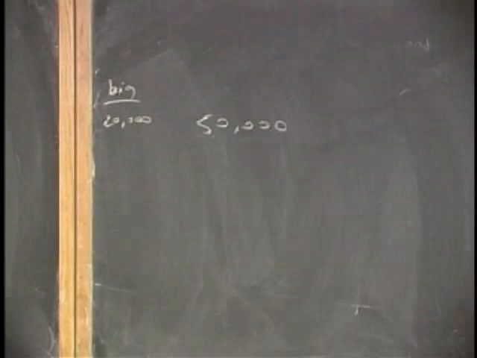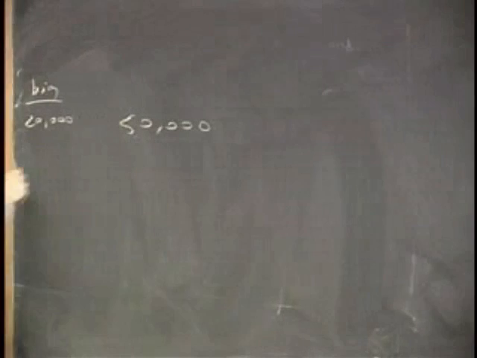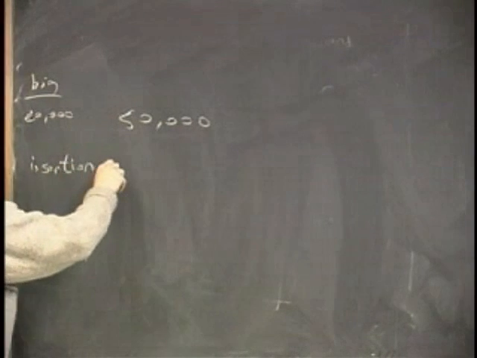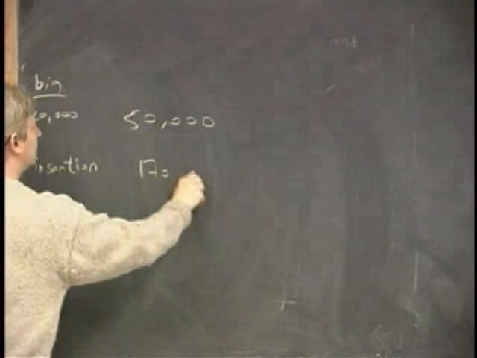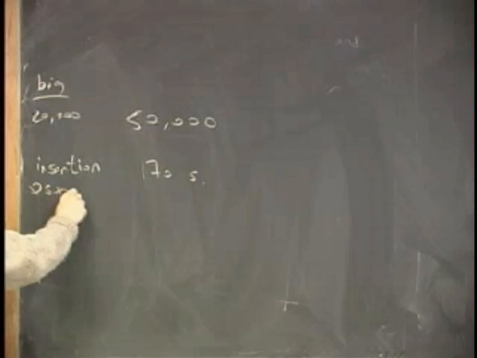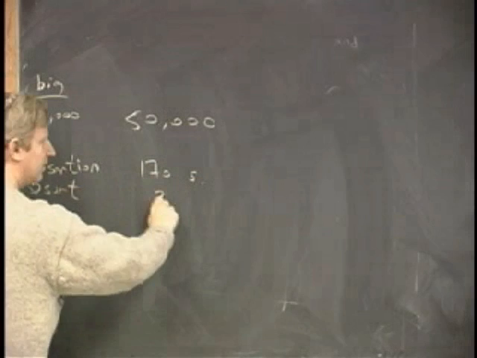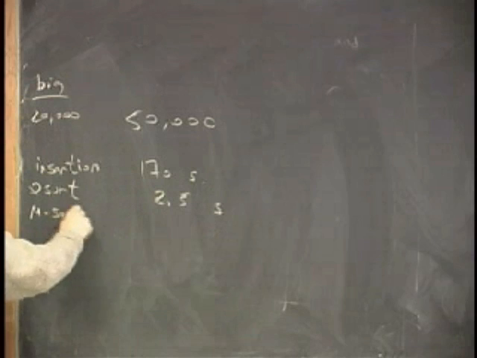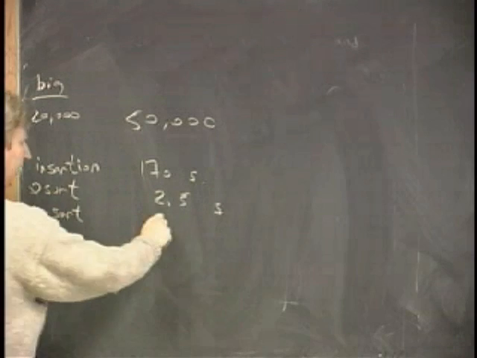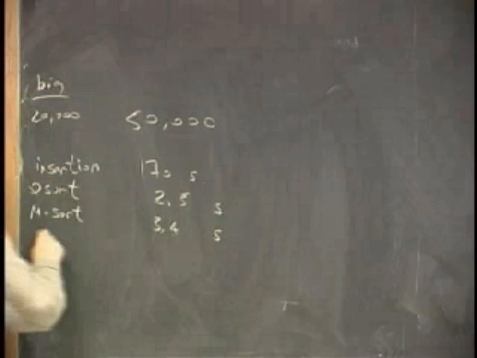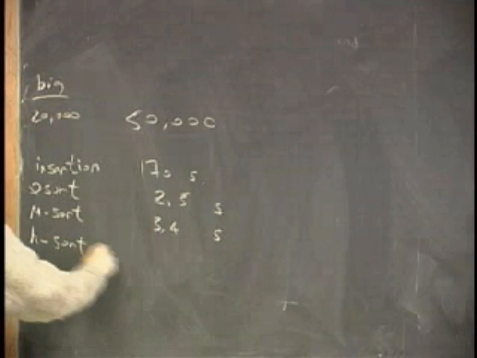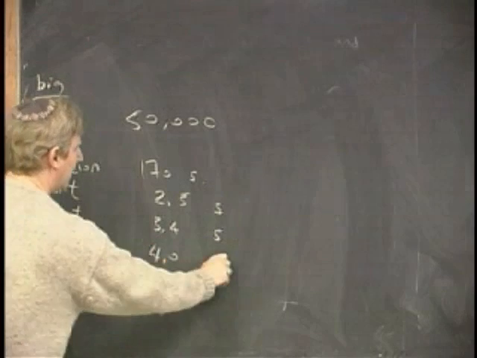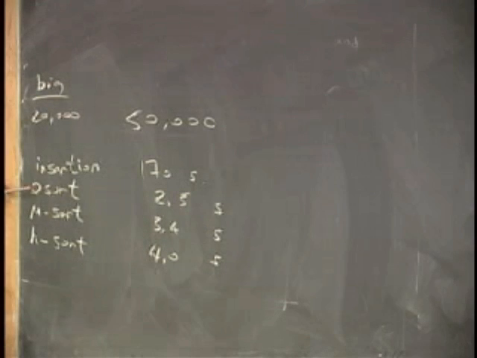And he ran it on insertion sort, right? Insertion sort was, what, about 100? How many seconds? 170 seconds. Quick sort was 2.5. Merge sort was like 3.5, 3.4 seconds. Heap sort was a little bigger, I thought. Well, I'll make it 4. So pretty close, but quick sort beats it.